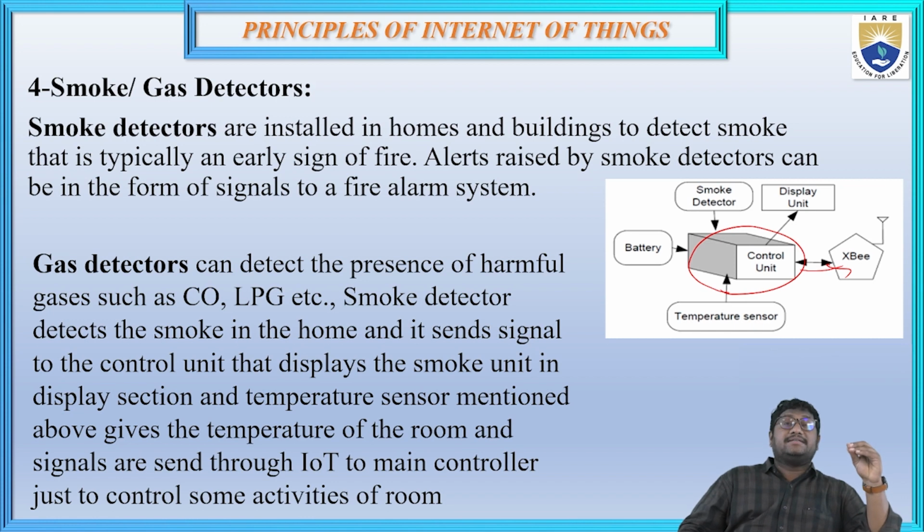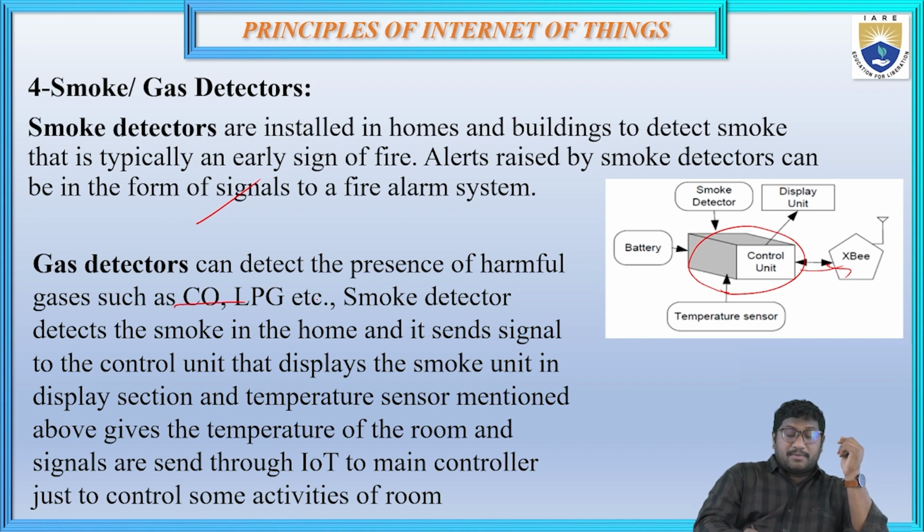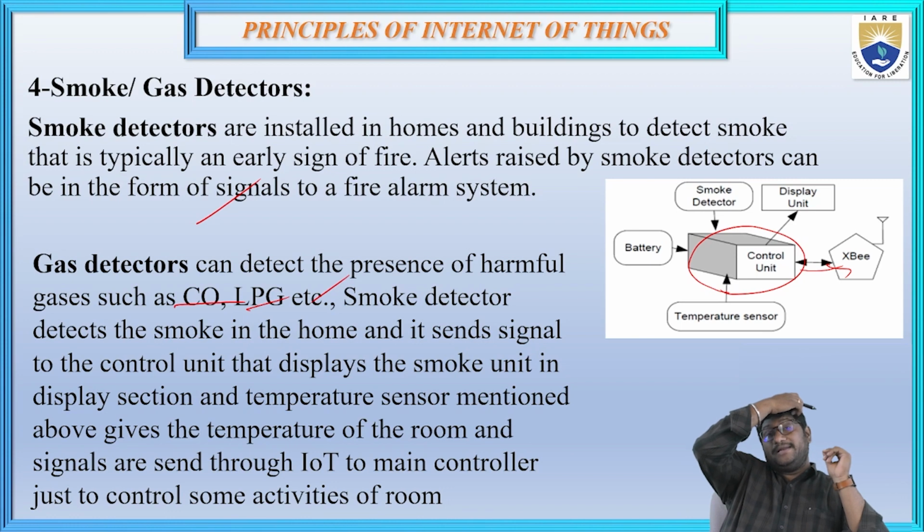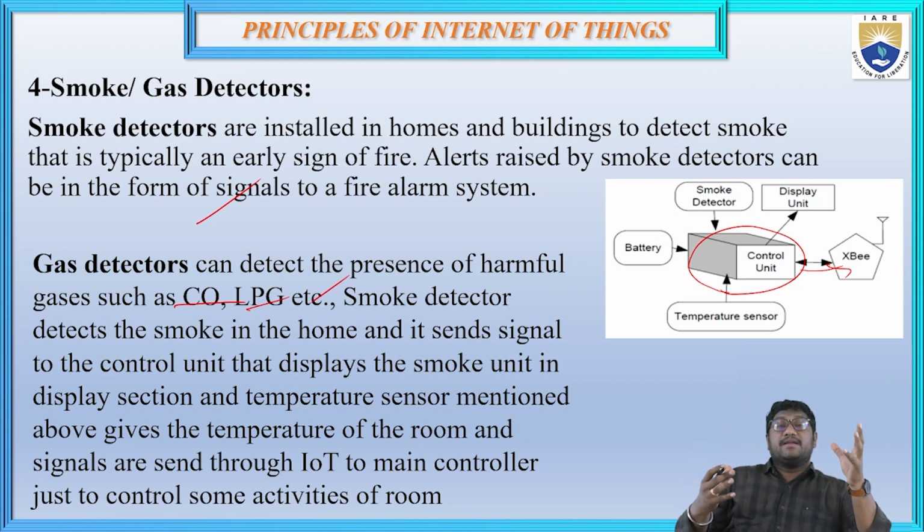By using the smoke detectors installed in our home, we at least get a sign of the fire. The smoke alarm is going to be set off, so that we are alerted and will stop that particular fire immediately. And coming to gas detectors, which detect the harmfulness of gases, such as I told you, carbon dioxide, LPG, etc. This detector detects the smoke in the home and sends a signal to the control unit, which is displayed on the display unit. Through this IoT, we are making a better environment in our home.